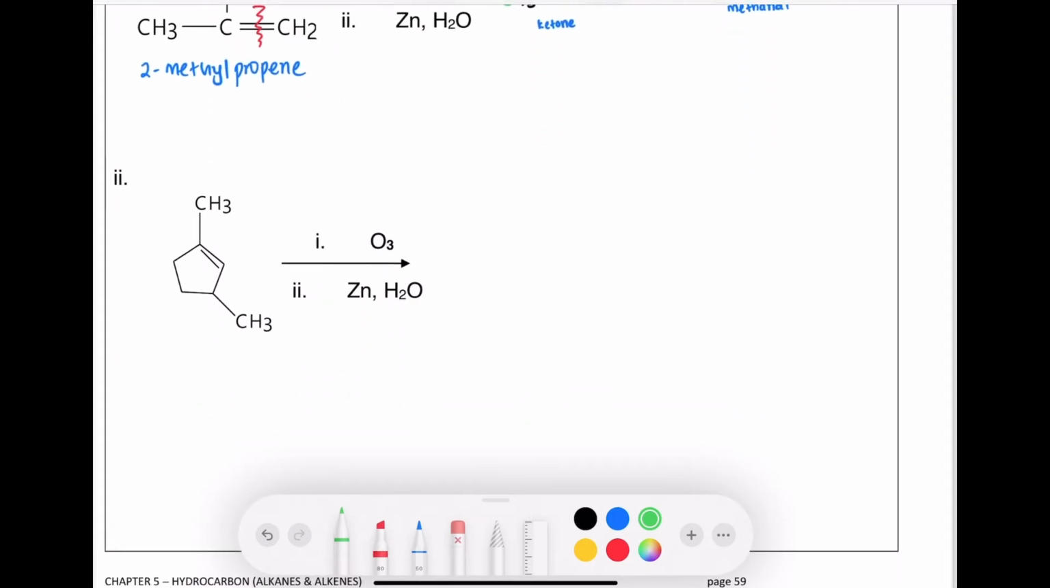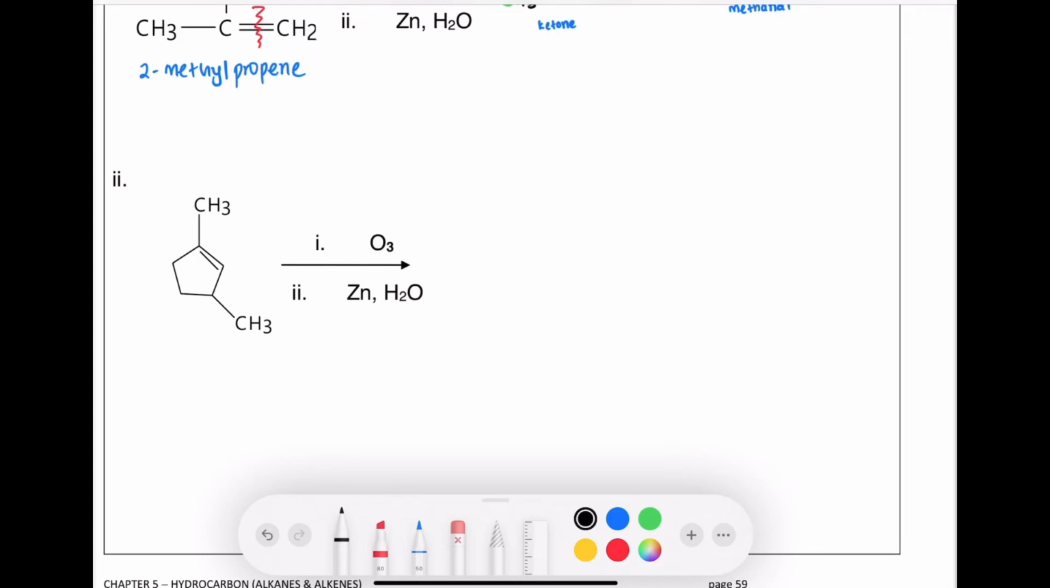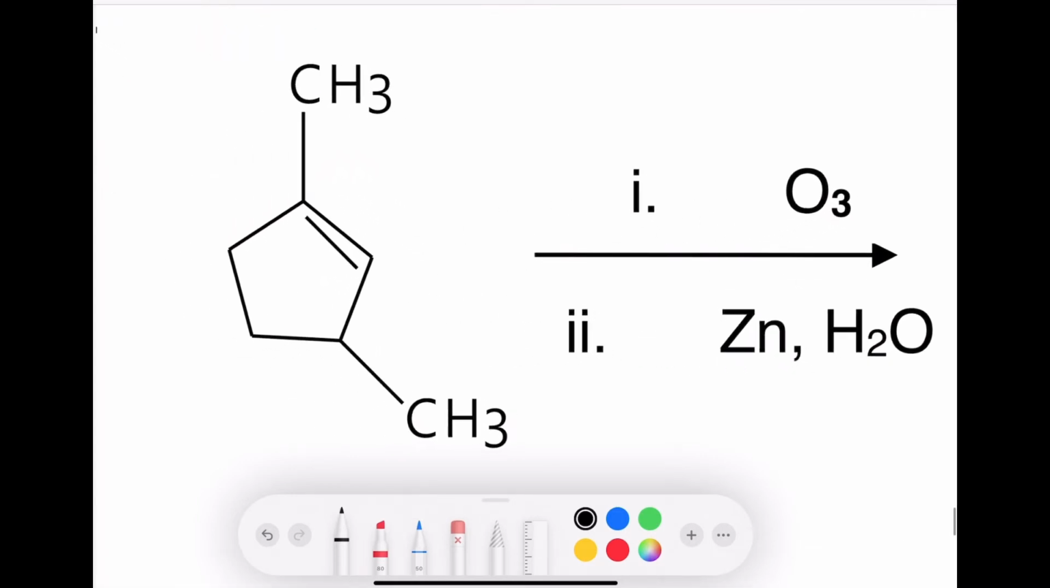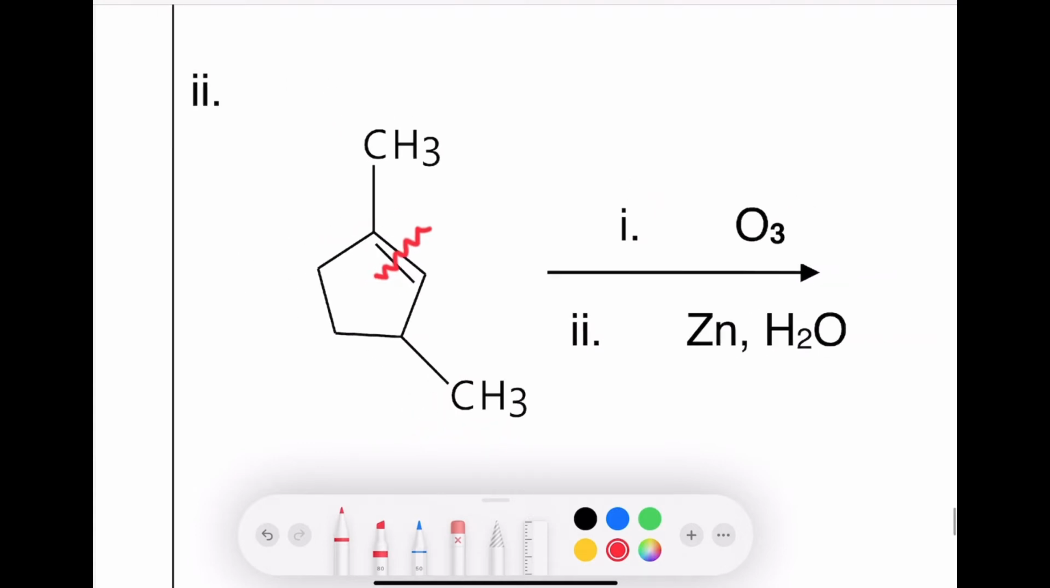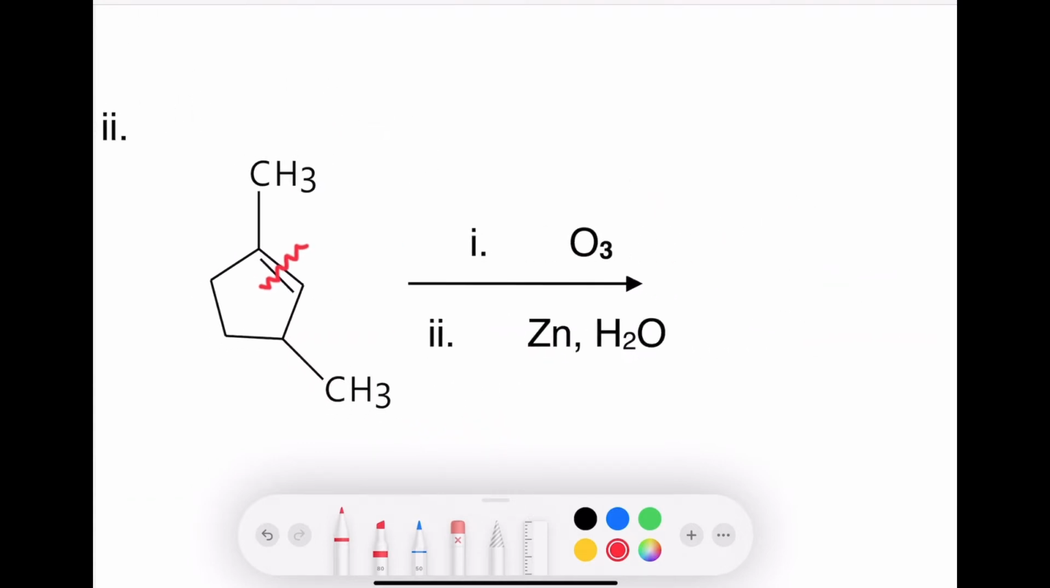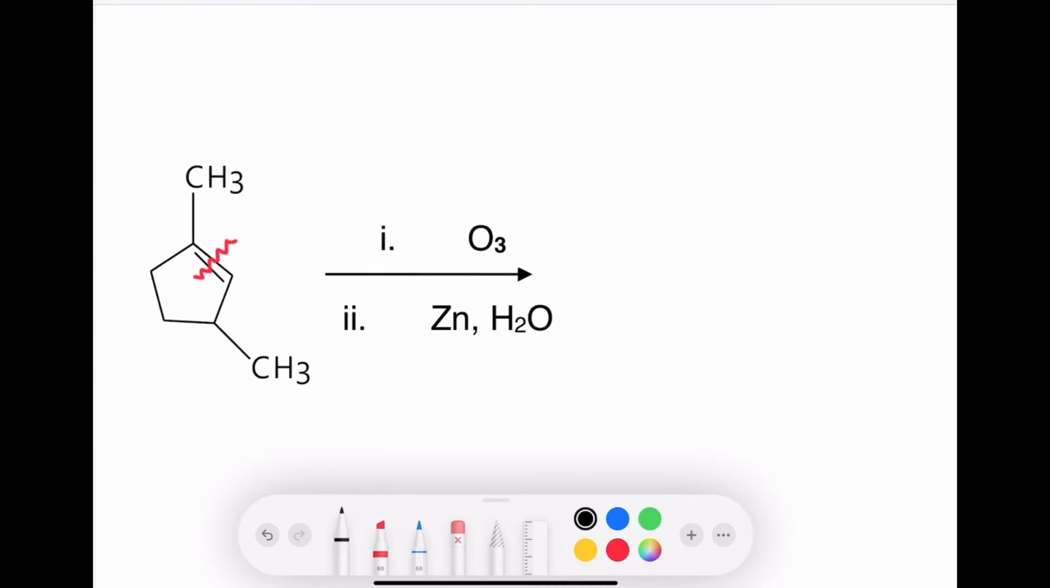Okay, let's take a look at the second example. Now, in this second example, as you can see, we have what we call a cyclic ring. If you remember, I said the double bond will be broken. So it would be like this, breaks here. And what will happen? Is it going to get two products? No, the answer will be no. The product that we are going to get is this. You can just copy back the drawing.